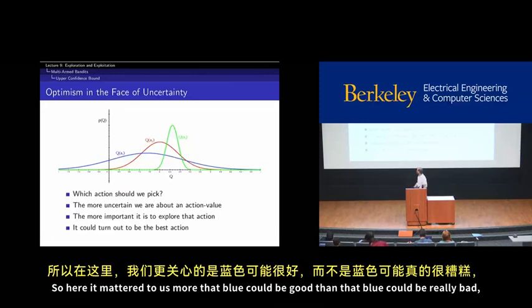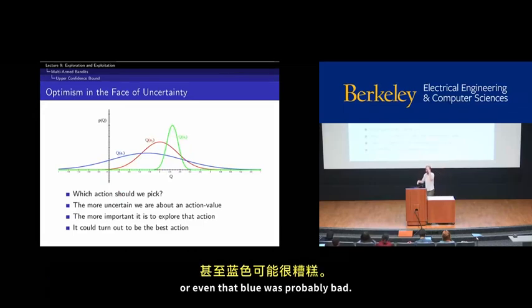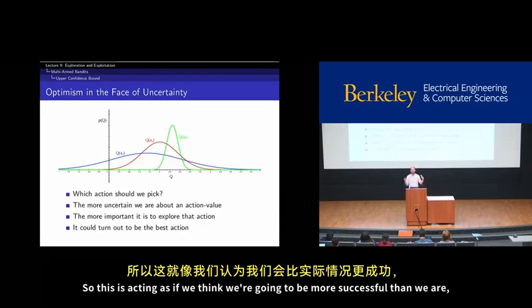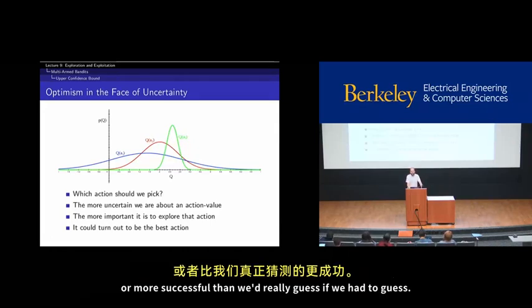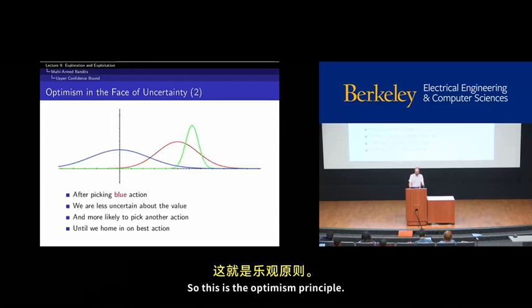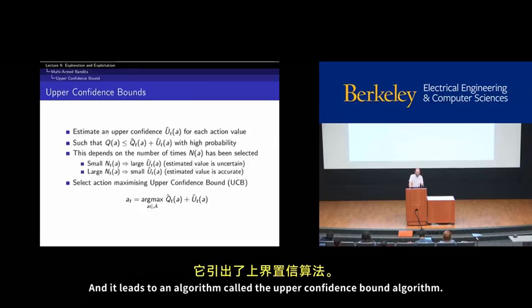So here, it mattered to us more that blue could be good than that blue could be really bad, or even that blue was probably bad. So this is kind of acting as if we think we're going to be more successful than we are, or more successful than we'd really guess if we had to guess. So this is the optimism principle, and it leads to an algorithm called the upper confidence bound algorithm.